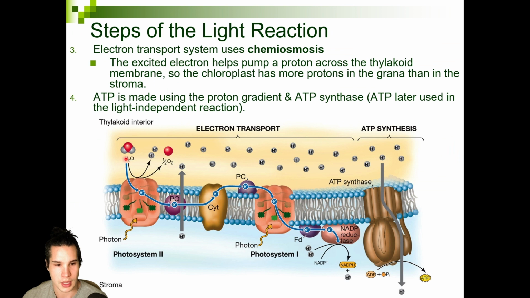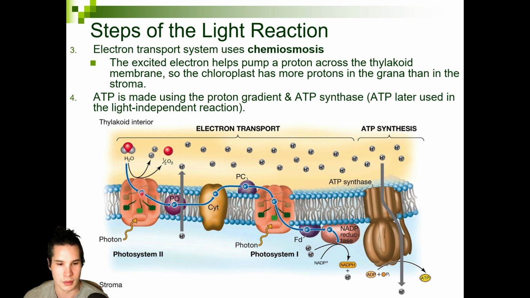So after that electron is released from the reaction center, water will be oxidized to replenish that electron. So water is oxidized to replenish the electron in that reaction center. So the third step, what's going to happen is that electron, much like in the electron transport chain of cellular respiration, will move from protein to protein to protein and eventually to another photosystem. We'll talk about that in a second.